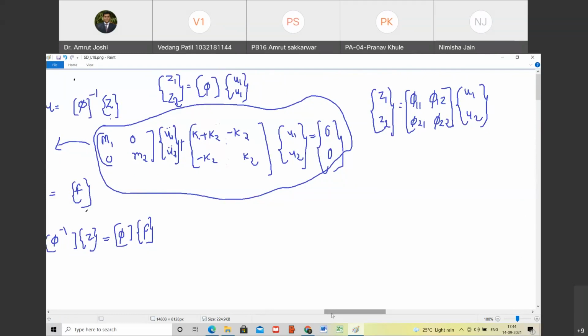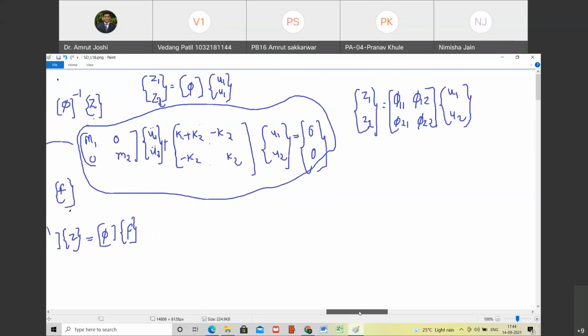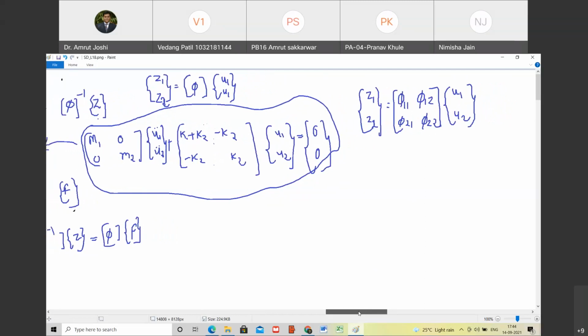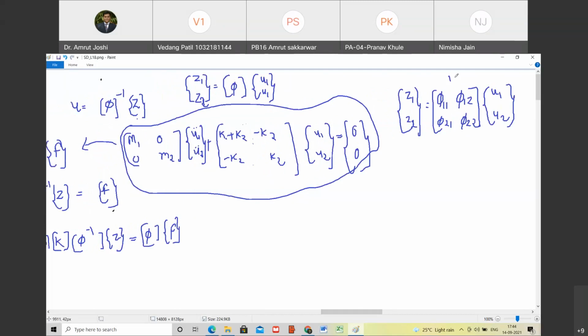Yes. Okay. How did we calculate it? The process I explained: from the eigenvectors of the M inverse K matrix, I constructed this phi matrix. Do you agree with me? Yes, sir. Right. We got the phi matrix. So the phi matrix is known. This matrix is known. These are unknowns. Therefore, this Z1 and Z2 are also unknowns, because U1 and U2 are unknowns. But phi is a known matrix. Happy?